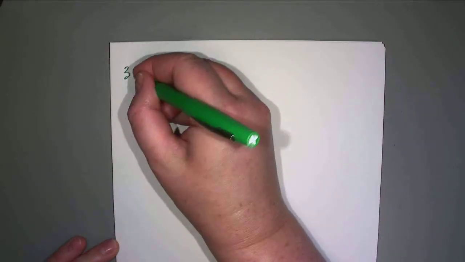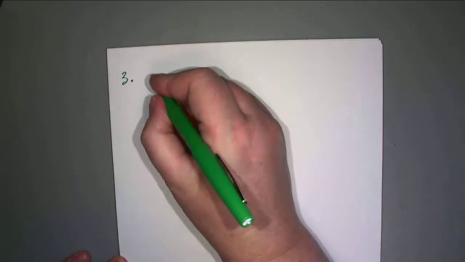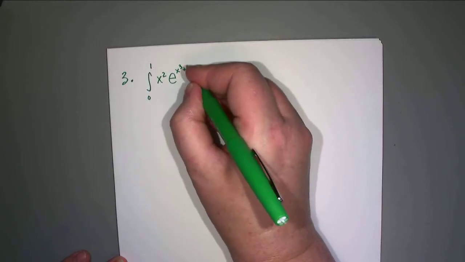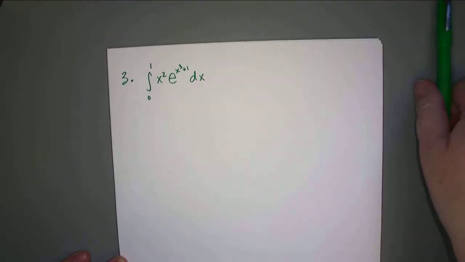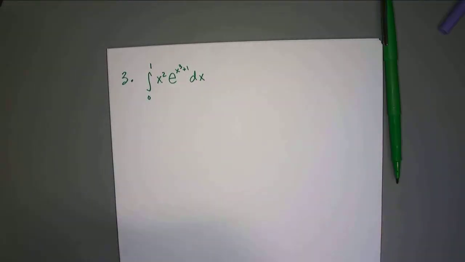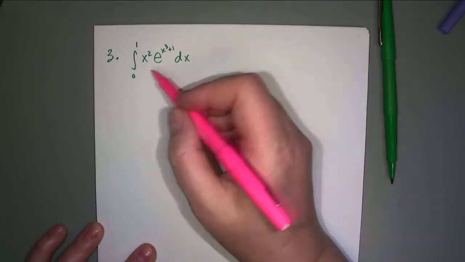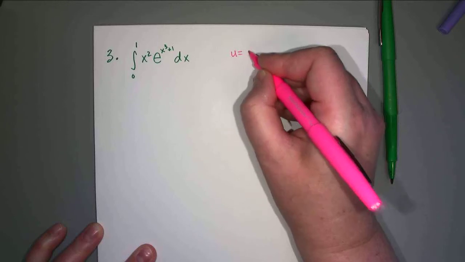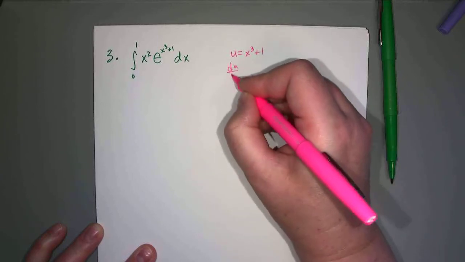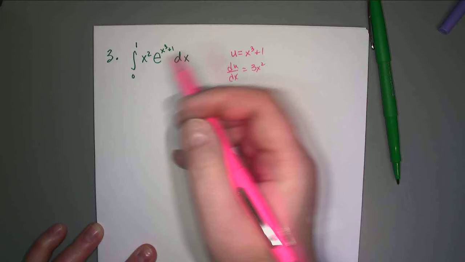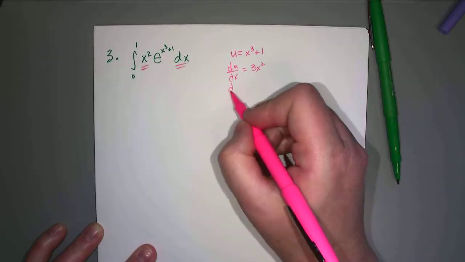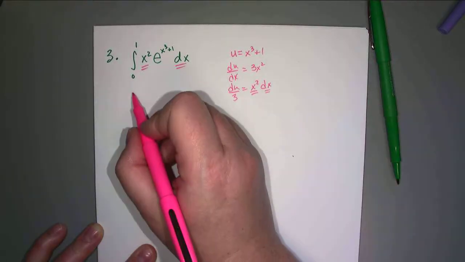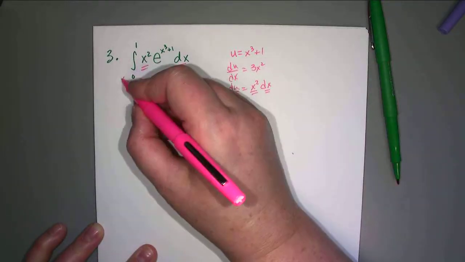Okay, 3, integral from 0 to 1, x squared e to the x cubed plus 1. Okay, so this is exponential with the x not being an x as the exponent, so we'll call that u. The derivative of that is 3x squared. We do have an x squared here, so we want to save the x squared and the dx. Oh, and change our limits. So these were x values.